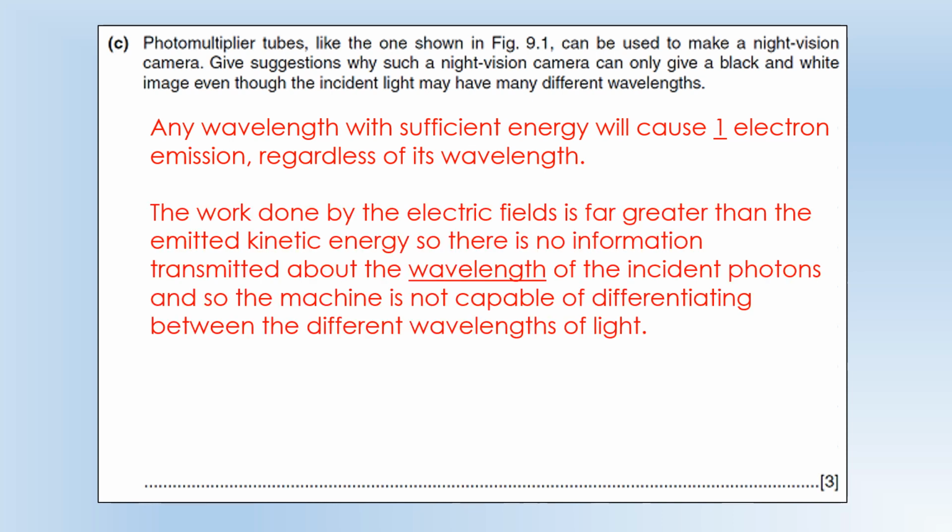The next thing is that the work done by the electric fields is far greater than the emitted kinetic energy. So we can't really use the initial kinetic energy of the electrons to tell us anything, because that difference is negated by our accelerating potential differences, and then remembering that our electrons are colliding with lots of other electrons anyway, so we can't really get a good reading on what the energy of the emission is. So we've essentially lost the information of the wavelength that was incident.